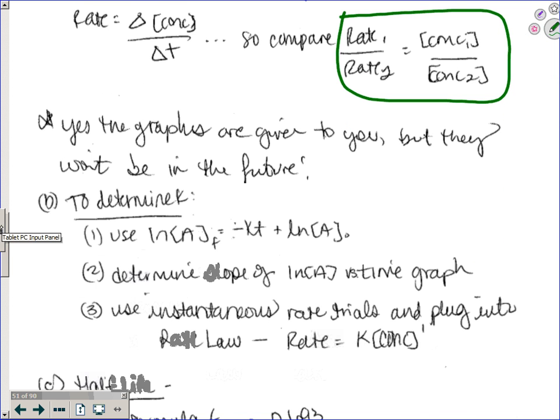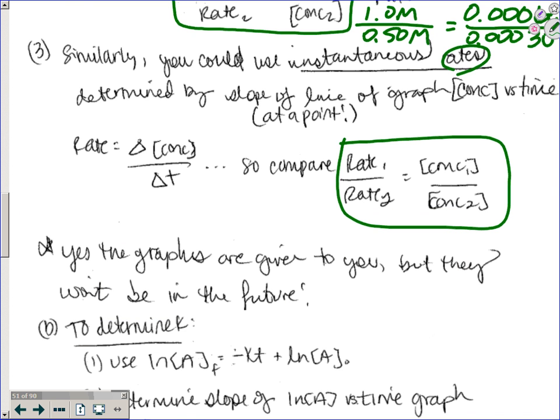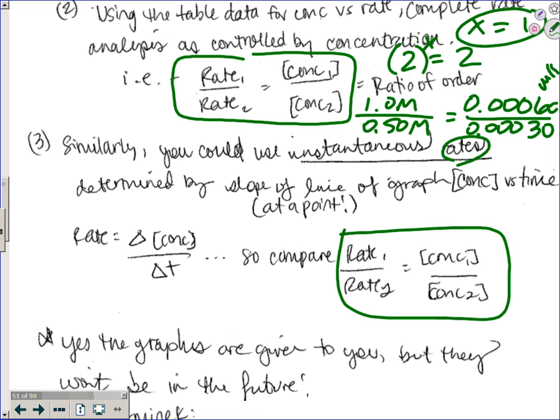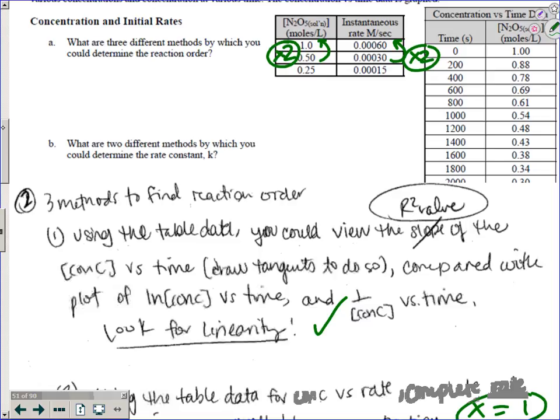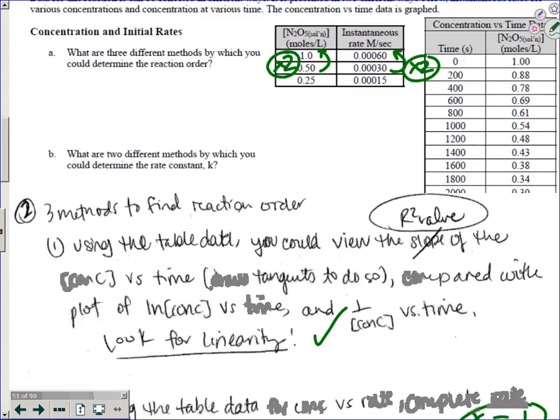Okay, and then what was the next question? My board's doing funny. Okay. 2 different methods in which you can find rate constant. So we know one of them is what? Finding slope, right, of the most linear relationships. The other way?